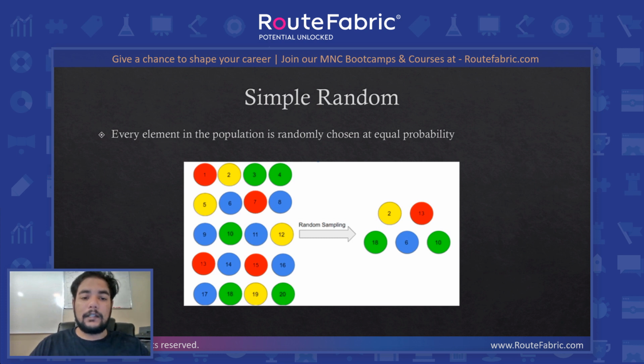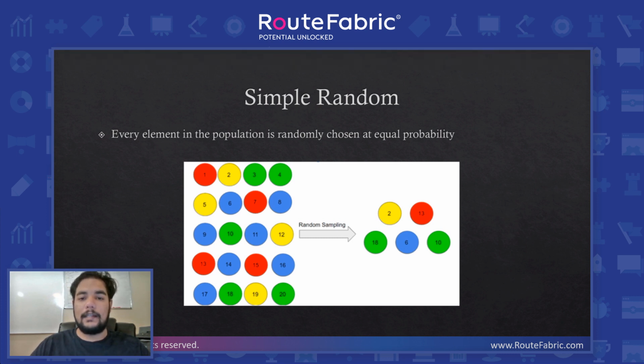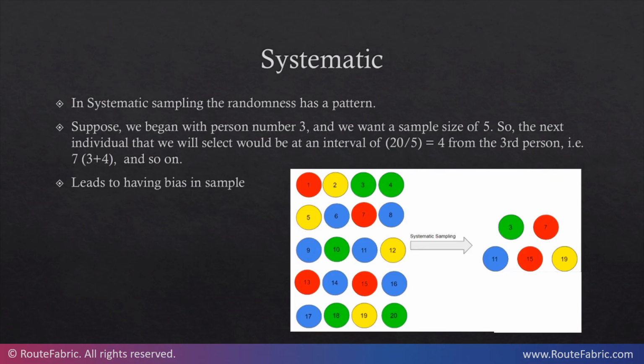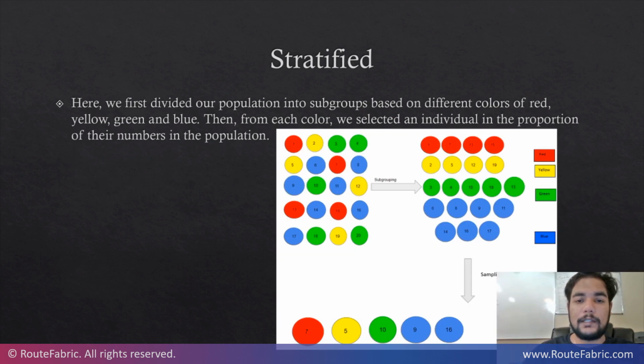In probabilistic data sampling, first we have simple random, where, as the word says, every element in the population is randomly chosen at equal probability. For example, if there are 100 data points, every element in the dataset has an equal probability of randomly being chosen, which is 1%. Next up, in probability sampling, we have systematic sampling. Systematic sampling has a pattern to do the randomness.